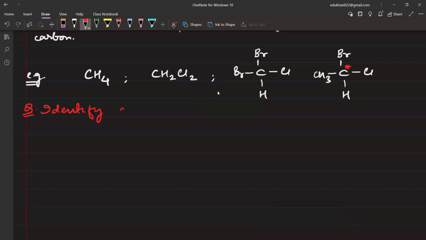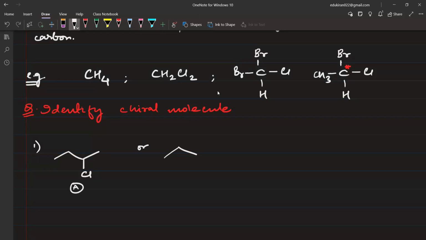Identify chiral carbon, chiral molecule. When there's a chiral molecule, you just need to identify if a molecule has a chiral carbon, then it will be chiral. So number 1, you have been given 2 options. Option A, and then you have option B, which is like this. You have 4 carbon atoms, and you have to identify each carbon, but you have to be careful.